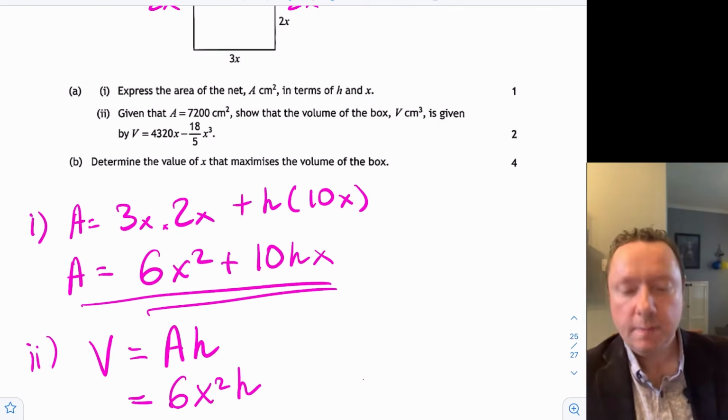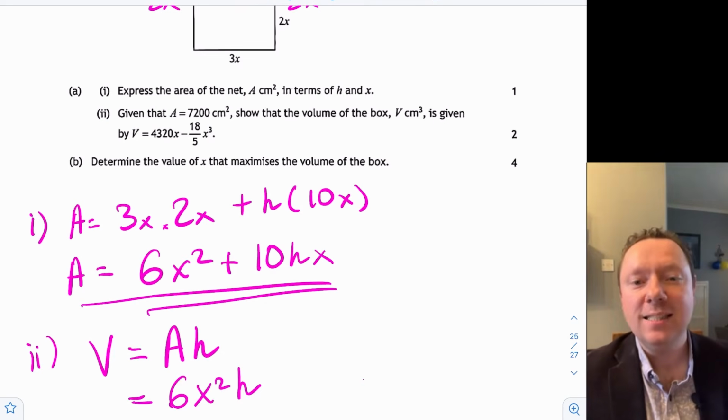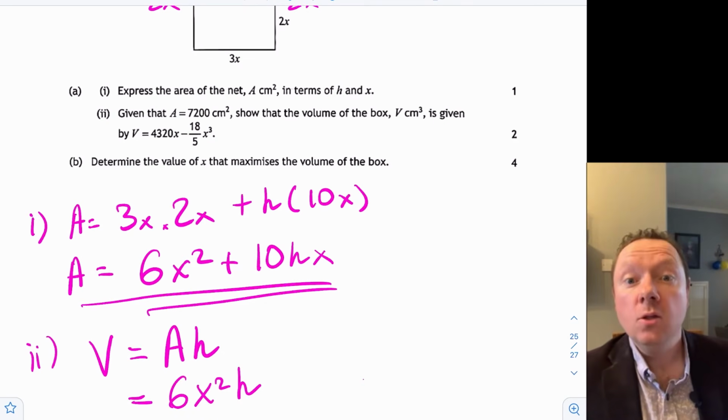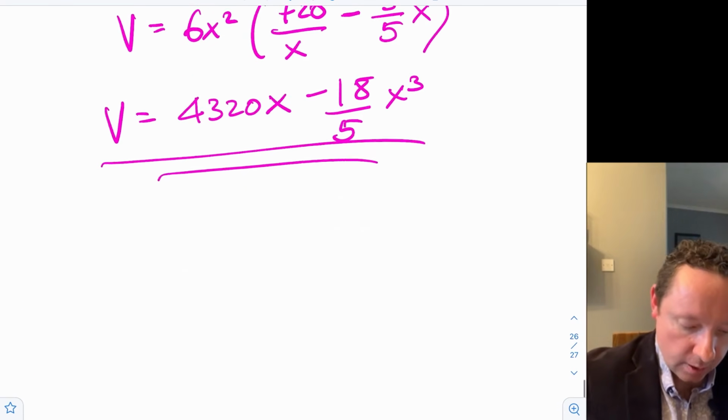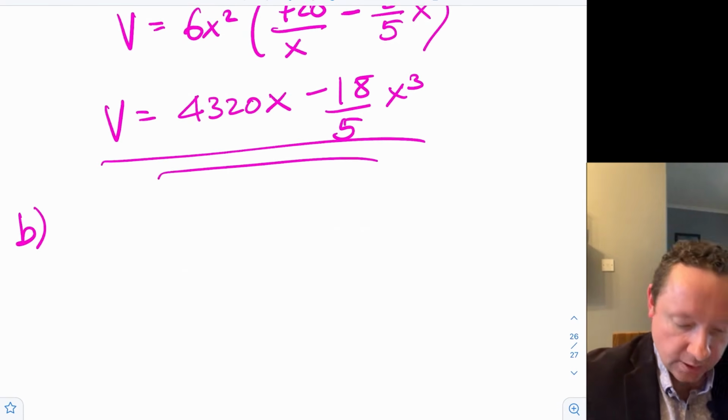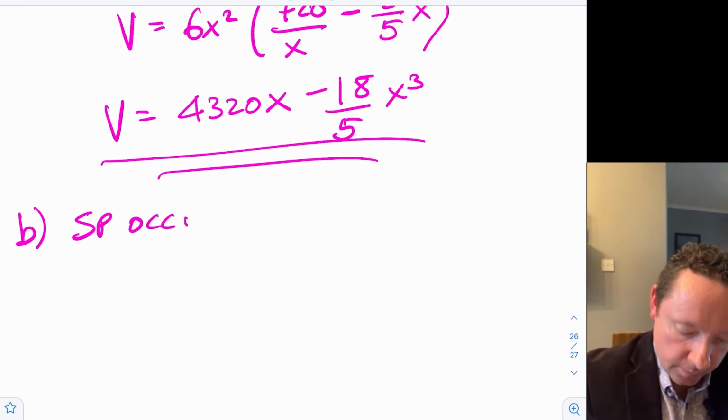Part B, determine the value of x, which maximises the volume of the box. So it's maximise, optimise. Let's go. So for part B, to maximise the box, we need to examine the stationary points. So stationary points occur when the derivative equals 0.